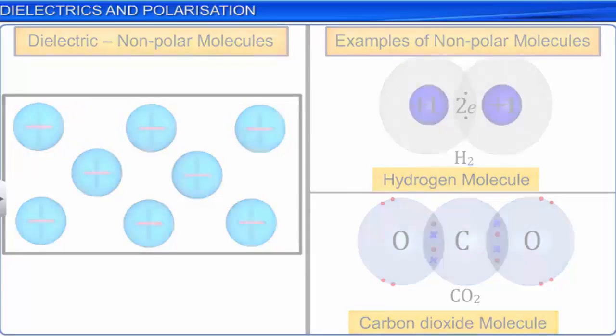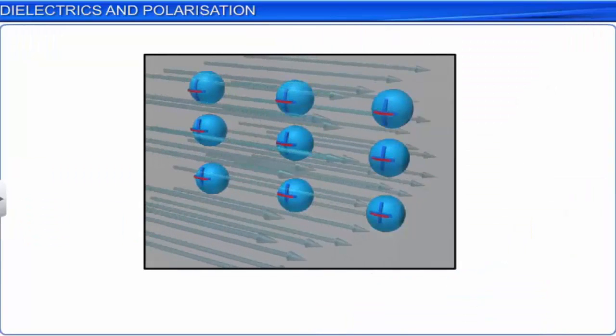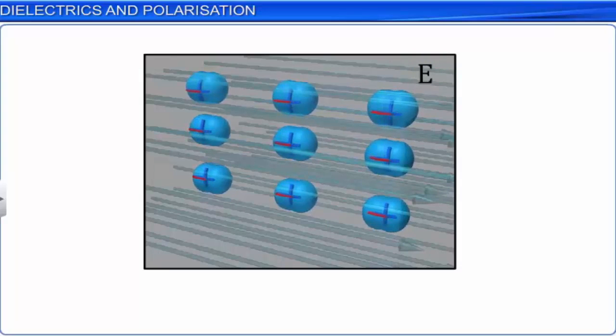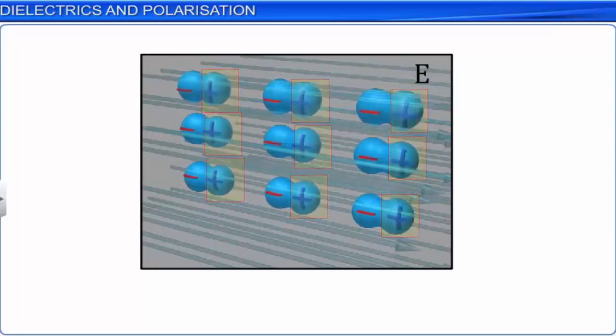Now let us see what happens when a dielectric with non-polar molecules is placed in an external uniform electric field of strength E. Due to this uniform external electric field, the positive charges in the molecules are displaced in the direction of the electric field, and the negative charges in them are displaced in the opposite direction of the electric field.